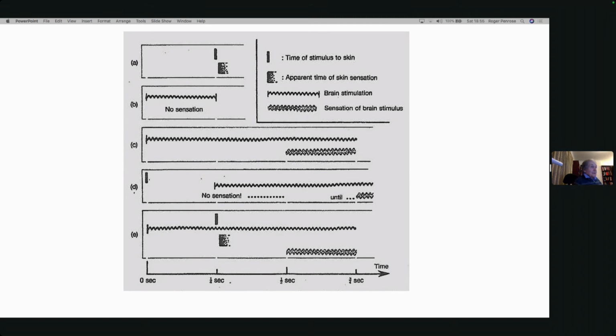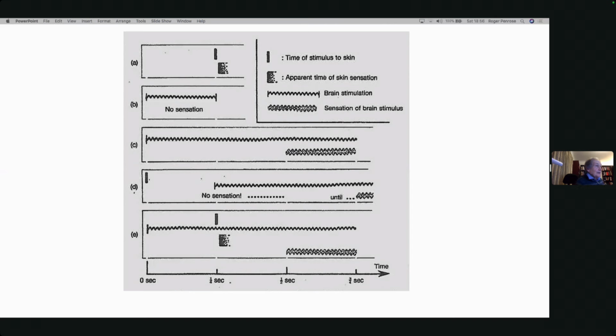It's an experiment due to Benjamin Libet, where he had an electrode attached to a patient's finger. The patient was undergoing an operation on the brain, which meant that the brain was revealed. It's illegal to do these operations now, so they have to be done in a different way. During this operation, the patient had given the experimenter permission to do an experiment at the same time. The experiment involved stimulating the finger, and at the top you can see the stimulation of the finger is that little vertical line.